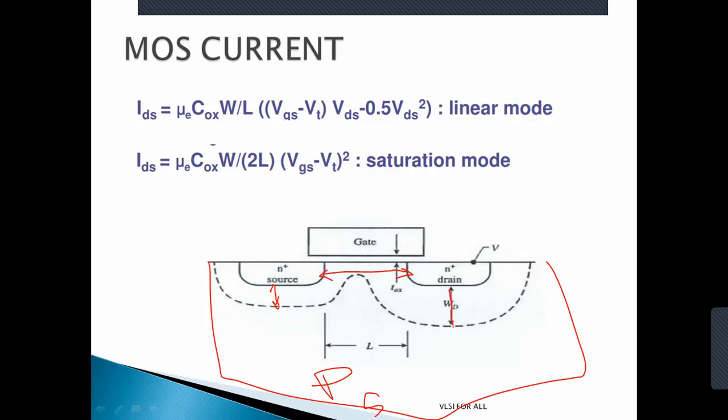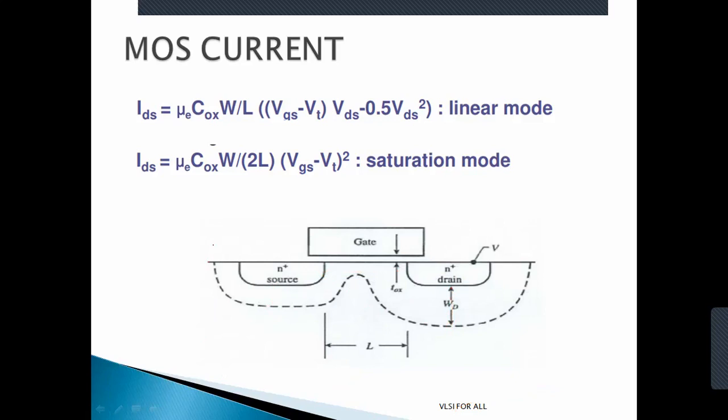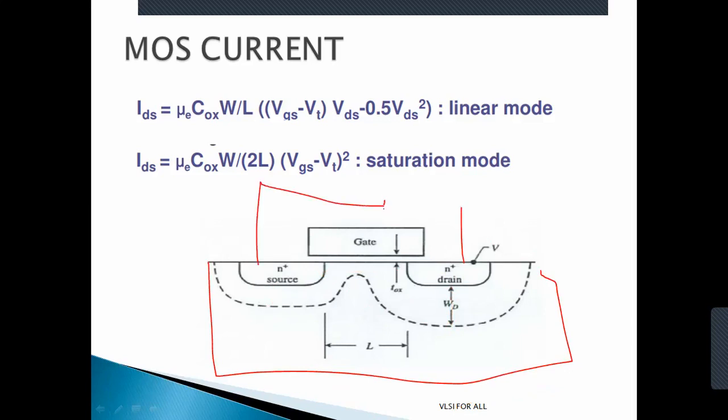Here, we can see that the drain depletion region width is more than the source depletion region width. Why? Let us understand. If we connect a positive drain to source voltage like this, we know that the region between the source and drain will act like a variable resistor, like this. If we connect plus 5 volt to the drain, then this will be 0 volt. And let us take the substrate to the ground.